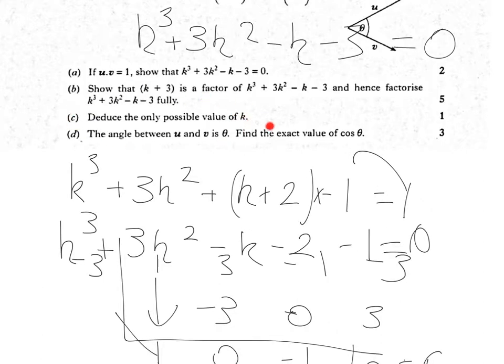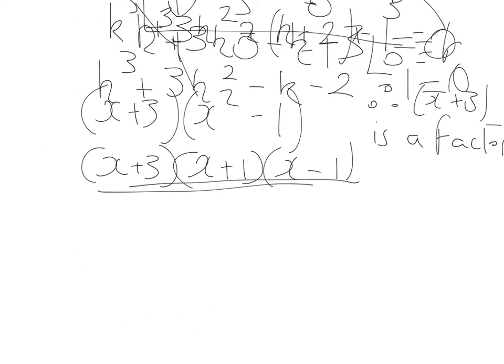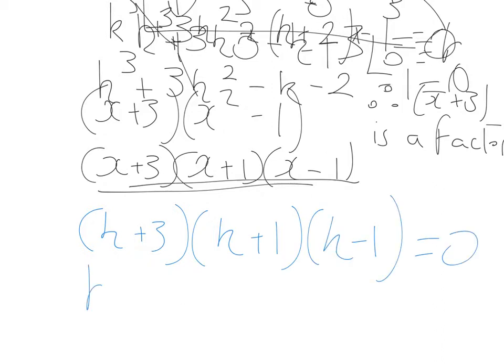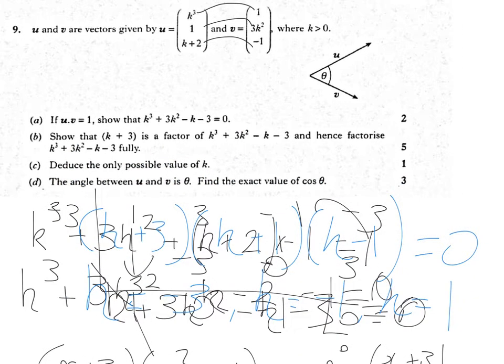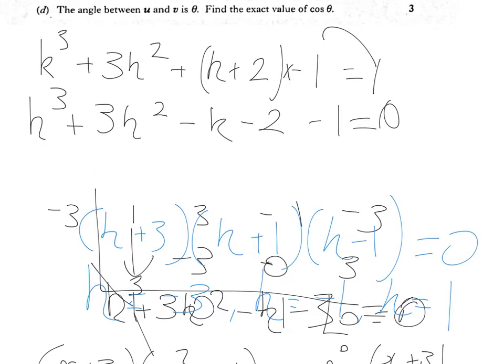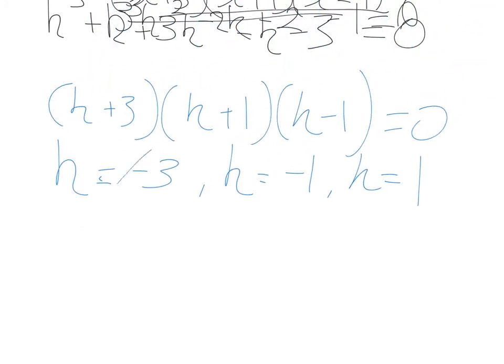Part C says deduce the only possible value of k. I'm just going to tidy up a wee mistake here. Where I've written x, that really should be k. So that's (k + 3)(k + 1)(k - 1). That'll give me 3 solutions, which are k = -3, k = -1, and k = 1. If I go back to the question, it does say that k must be greater than 0. So I discard those two, and that must be the final answer, k = 1.